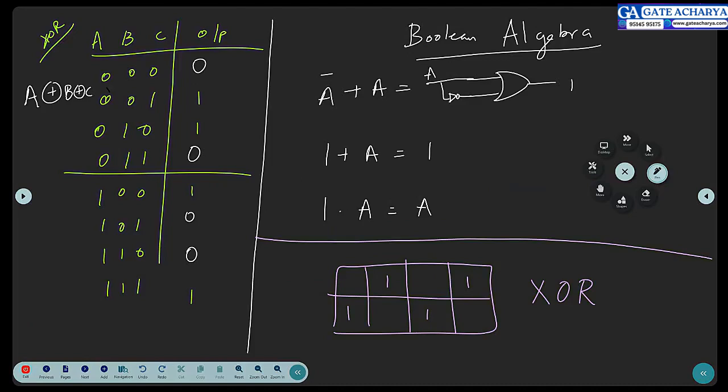In Boolean algebra, the first thing is very, very important. A plus A bar is always 1. B plus B bar is always 1. C plus C bar is always 1. Okay, so that is something we are going to use a lot, again and again and again.